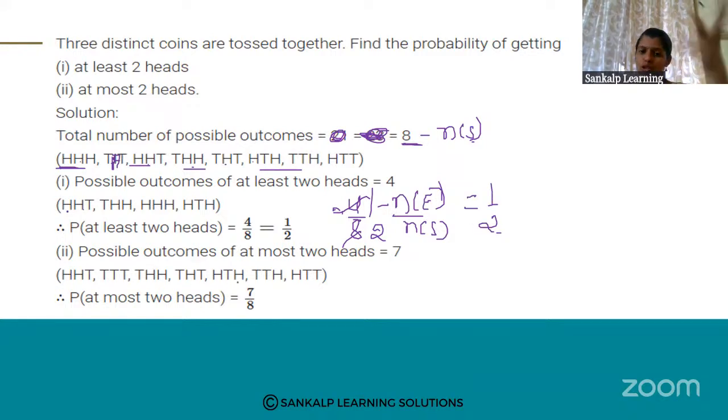Possible outcomes of at most 2 heads. At most 2 heads means there should not be more than 2. Fewer than 2 is also fine. It must not be more than 2. At most, whereas at least means a minimum of 2 must be there. At most means it should not be more than 2. Okay, fewer is fine. So let us see which ones. Here, T T T, T T T, 1, 2, 3, 4, 5, 6, 7. Okay, at most. Okay, 7 divided by 8 you will get. Okay, at most 2 heads, so 7 divided by 8. Total number of outcomes, favorable number of outcomes.